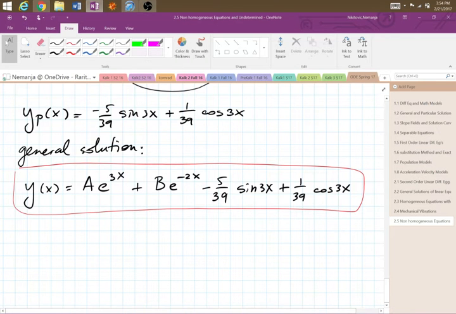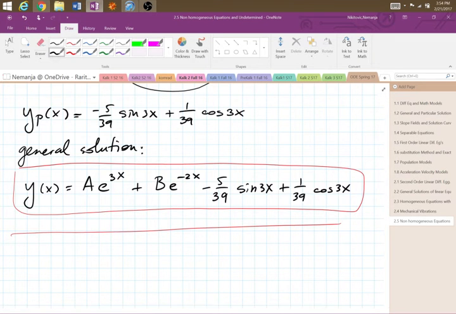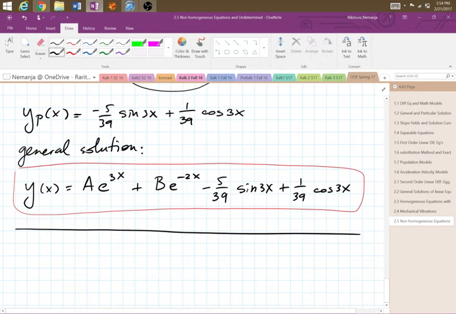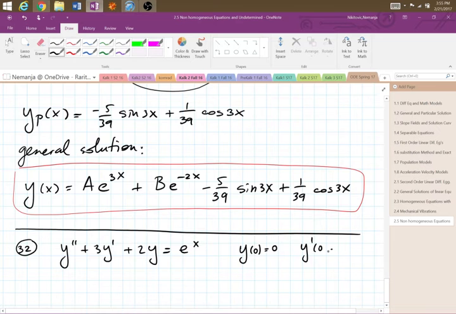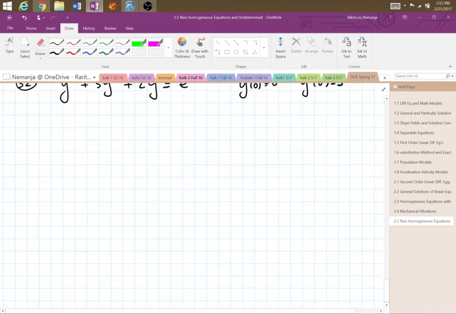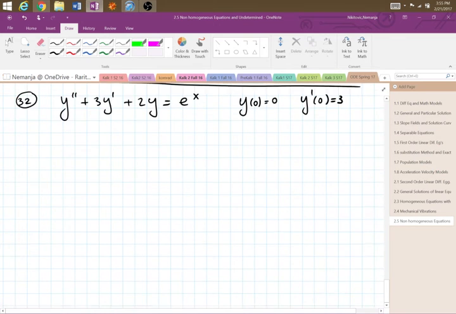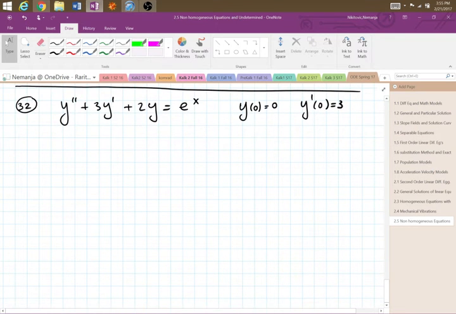Here's the wonderful one. Problem 32. You're going to love this one. Y double prime plus 3y prime plus 2y is equal to e to the x. Y of 0 is 0. And y prime of 0 is 3. All right, so try this one on your own.